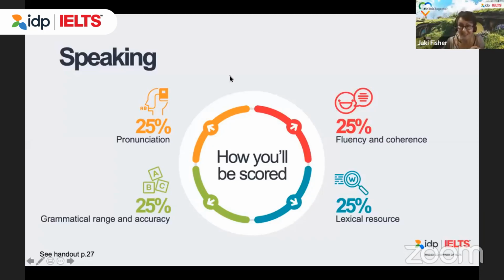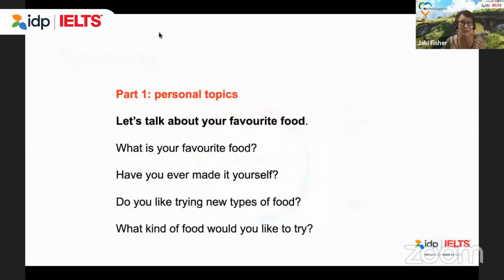So let's get into each of the 3 parts, because the thing about this session, it seems like 2 hours is very long, but we always run out of time. So we have to keep moving. So speaking test, part 1, it's 4 to 5 minutes. And the examiner will ask you about 3 topics. And there will be 4 questions for each topic. So a total of 12 questions. So quite a lot of questions.